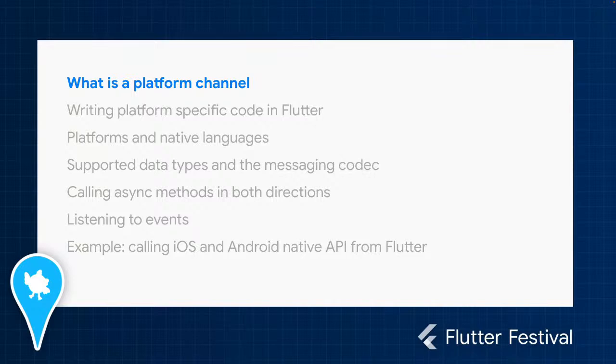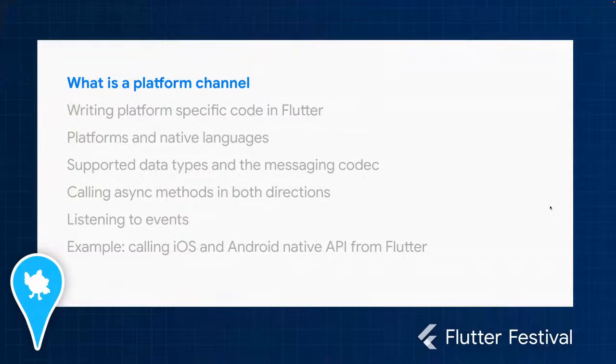And all these things. And then what are the platforms and the native languages that we can use? Also, we will talk about the supported data types and the messaging codec. Then we will know how we can call an async method in both directions, from Dart to native and from native to Dart. We will also see how we can listen to events coming from the native side into Flutter. We'll also see an example of how we can call iOS and Android native APIs from Flutter.